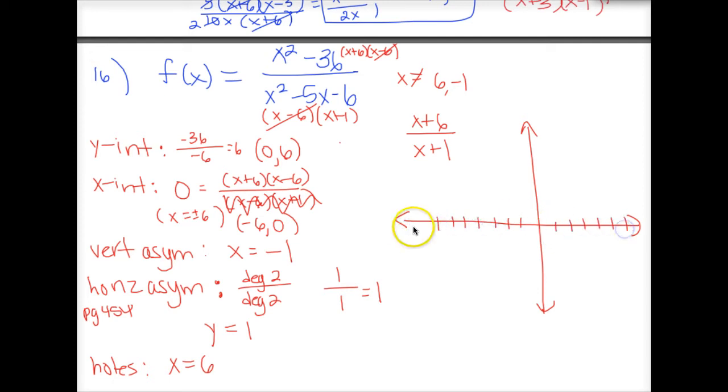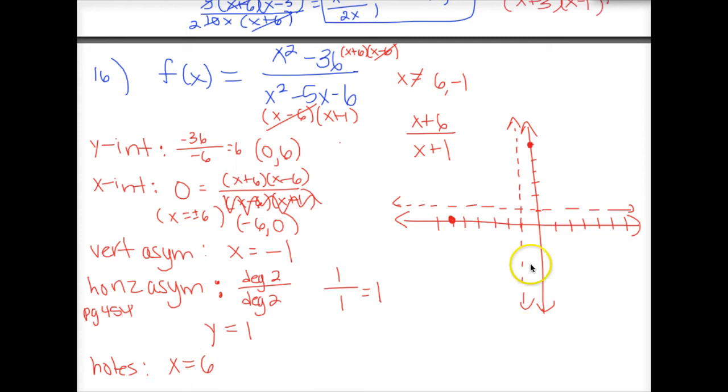So I know that I've got a vertical asymptote at x equals negative 1, so I draw that in with a dashed line. I've got a horizontal asymptote at y equals 1, so I'll draw that in. I'm going to plot my x and y intercepts. So my y-intercept at (0, 6), right up here. My x-intercept at (negative 6, 0), right here. I know I have a hole where x equals 6.